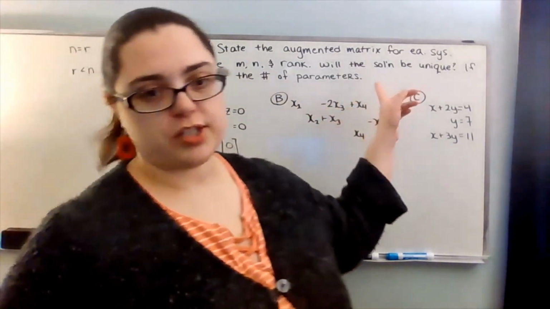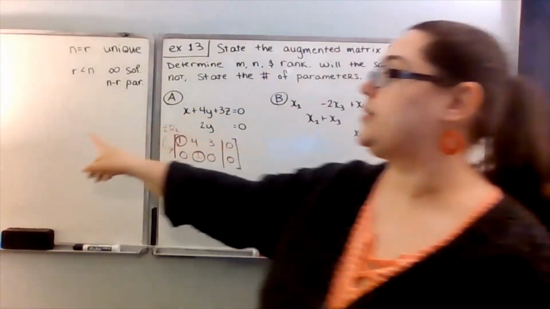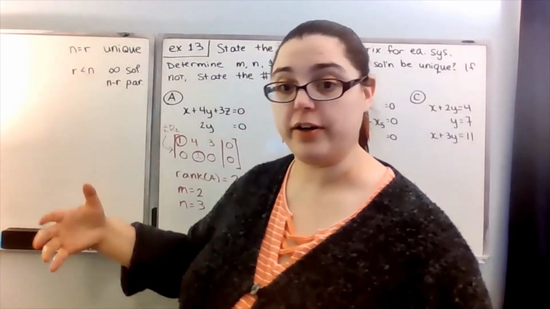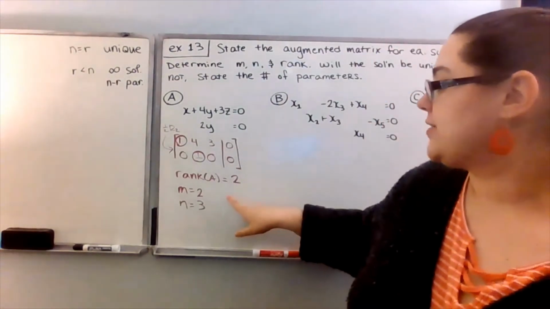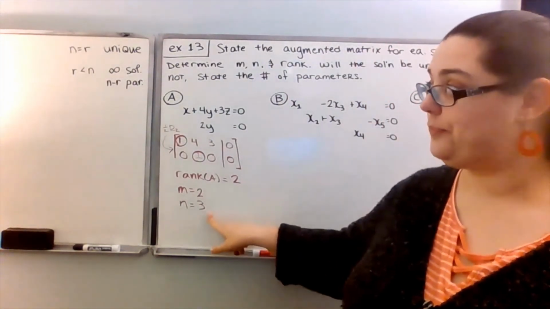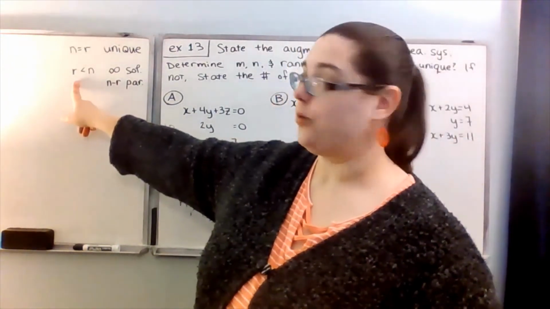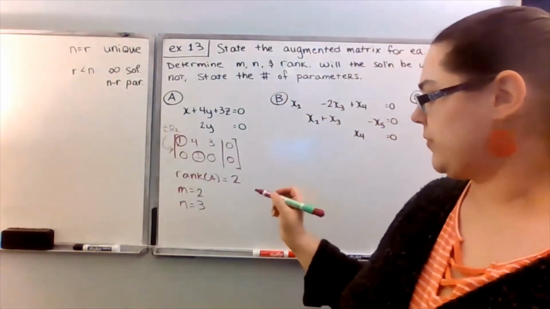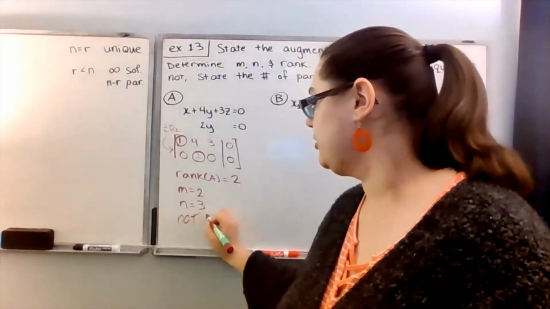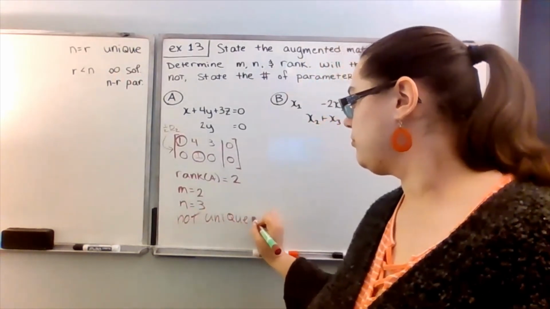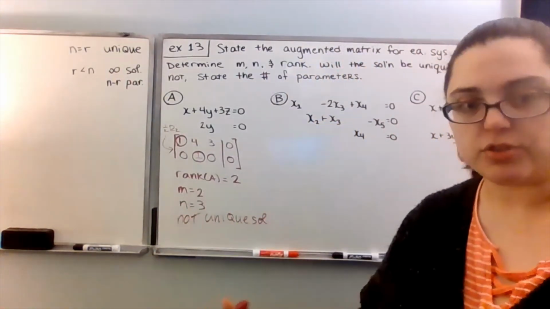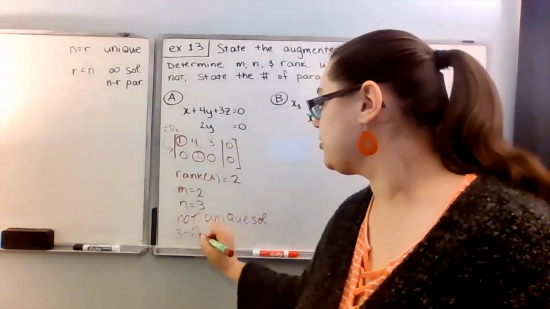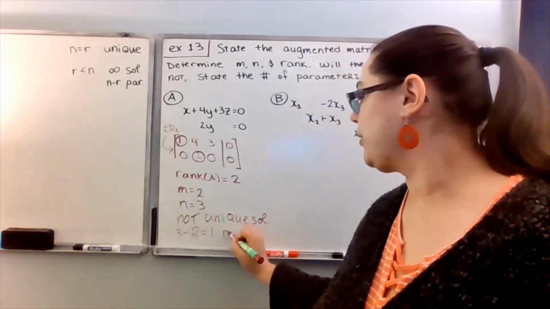To determine if the solution is going to be unique or not, we need to determine R's relationship to N. What is the rank's relationship to the number of variables? In this case, the rank is smaller than N. So we're in this situation here, where we have infinitely many solutions and n minus r parameters. So it is not a unique solution because we have infinitely many solutions, not just one. And n minus r, 3 minus 2 equals 1 parameter.